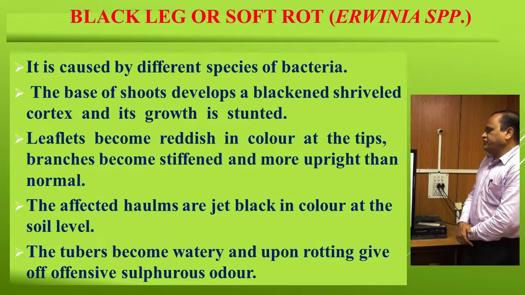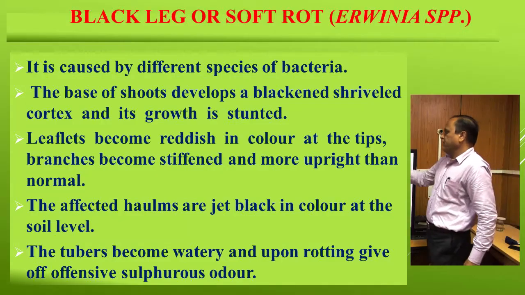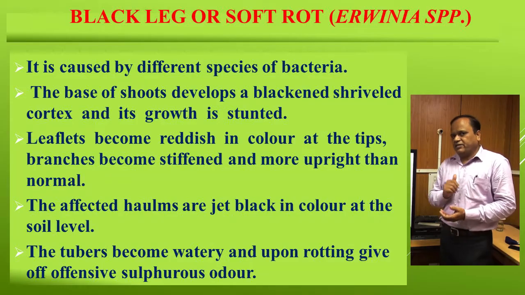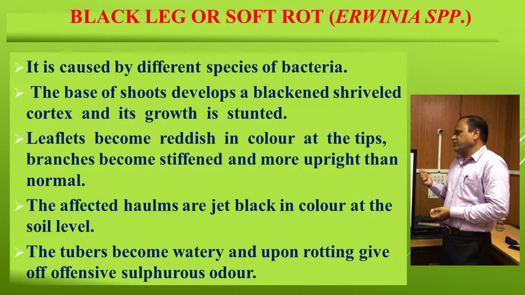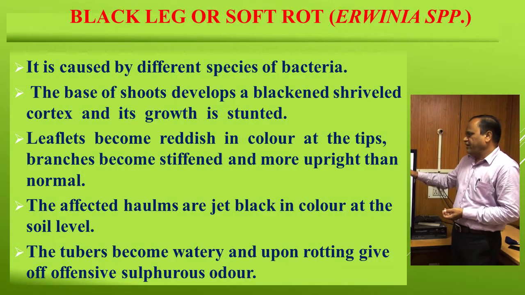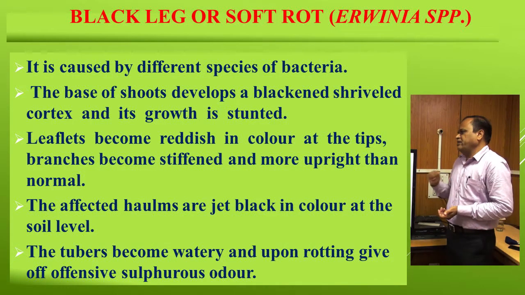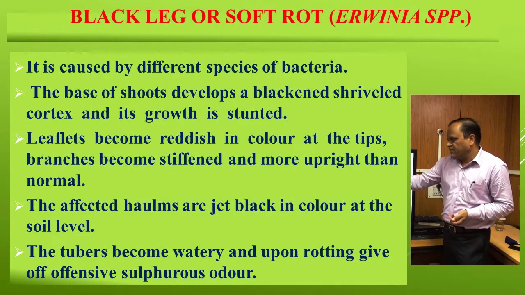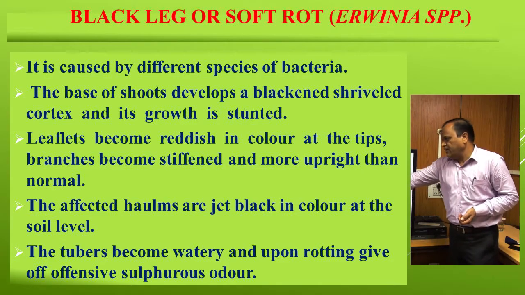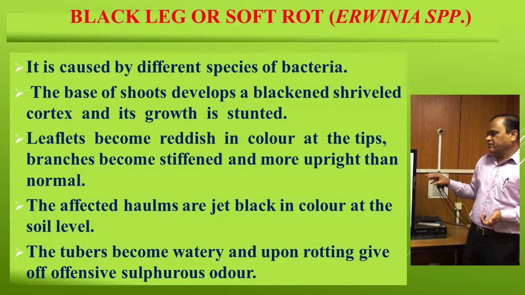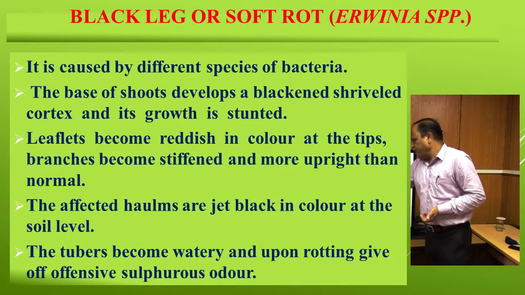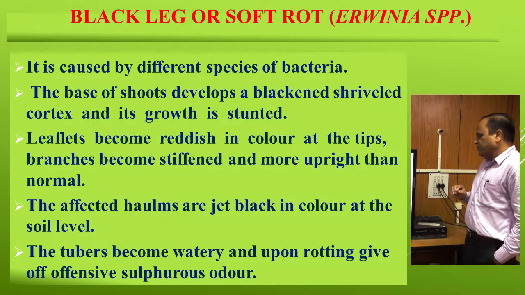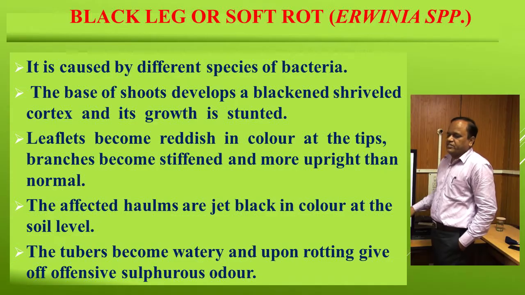Now the next disease is black leg or soft rot, which is caused by Erwinia species. It is caused by different species of bacteria. The base of the stem develops a blackened cortex and its growth is stunted. Leaflets become reddish in color. At the tips, branches become stiff and more upright than normal. The affected stems are jet black in color at the soil level. The tubers become watery and, upon rotting, give off an offensive sulfurous odor.